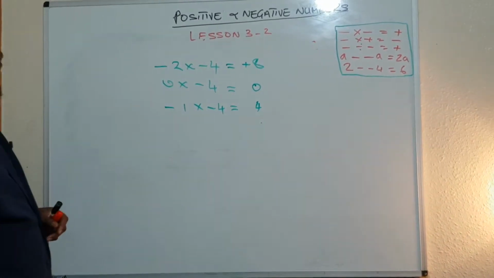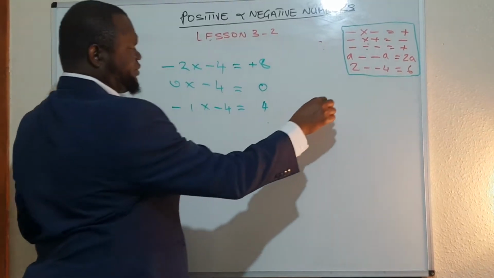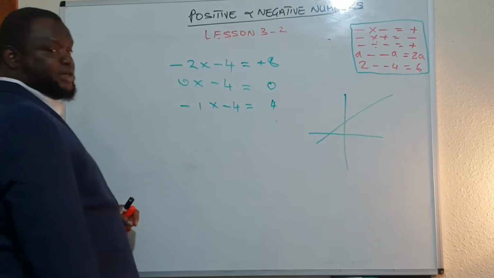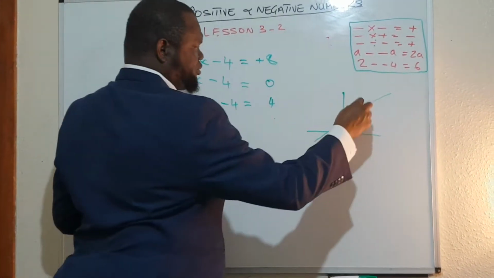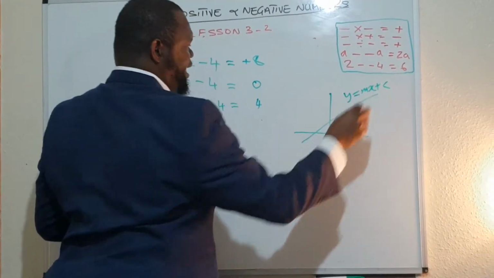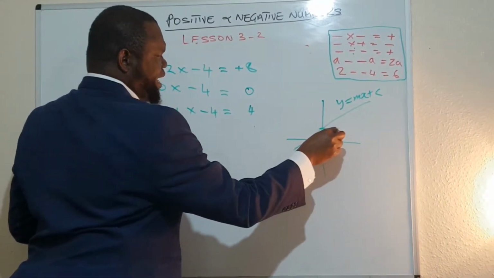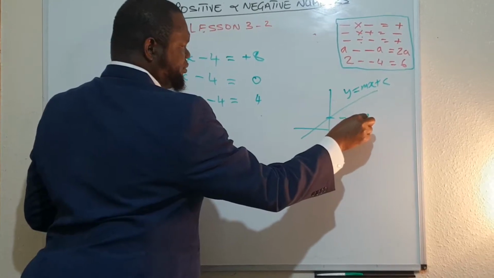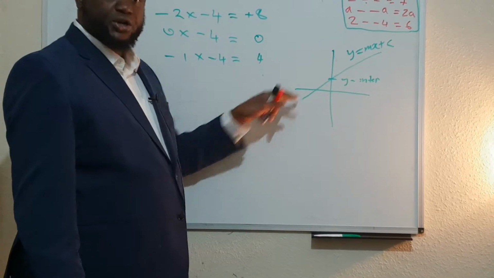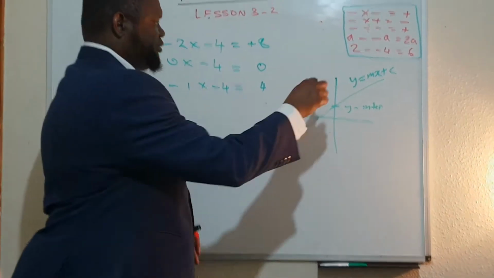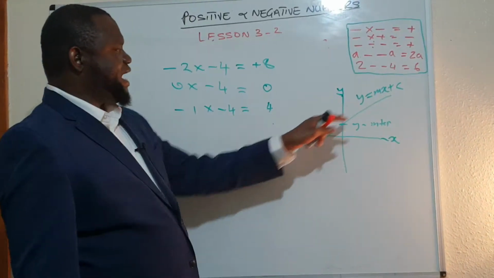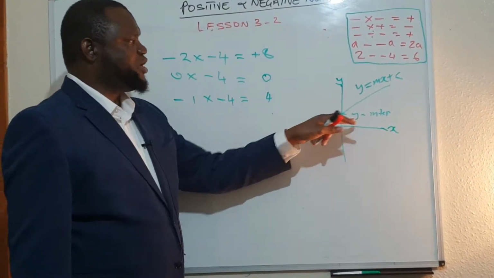Now, let me show you how this happens in graphs. The graph y is equal to mx plus c. I told you this is called the y-intercept. That's where the line cuts the y axis. This is the y axis, this is the x axis. Where the line crosses the y axis is called the y-intercept.